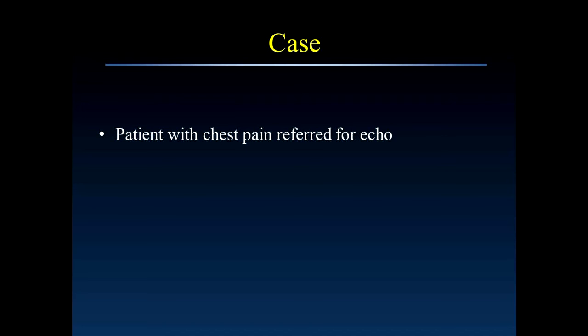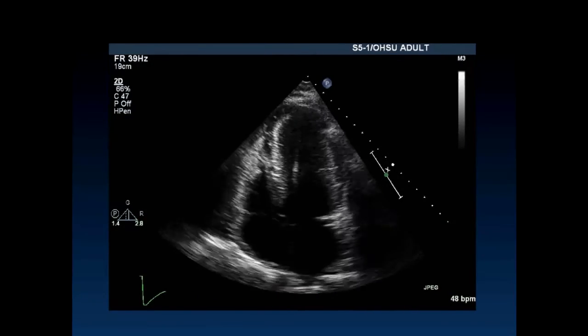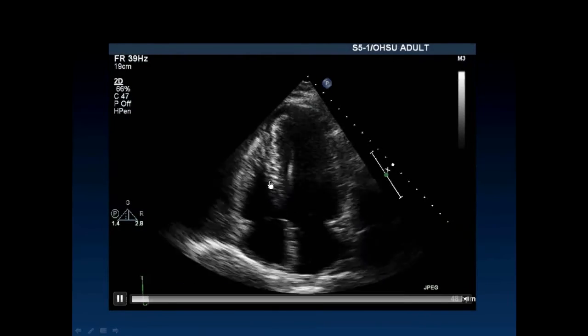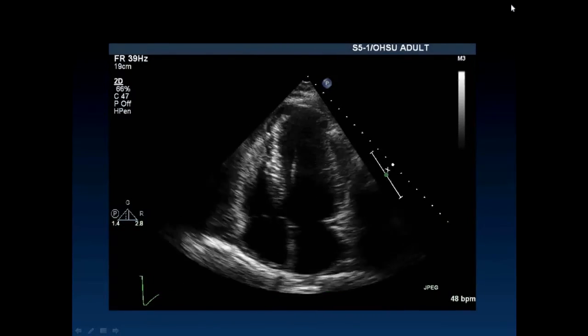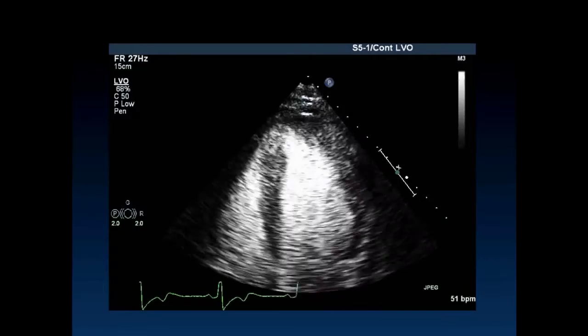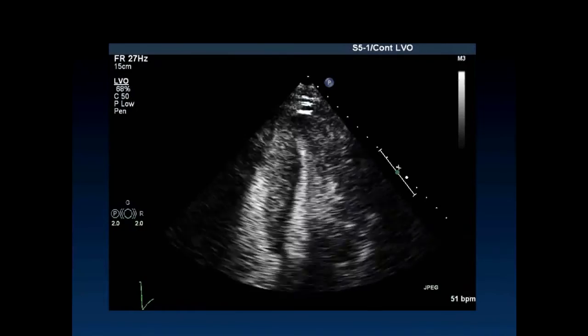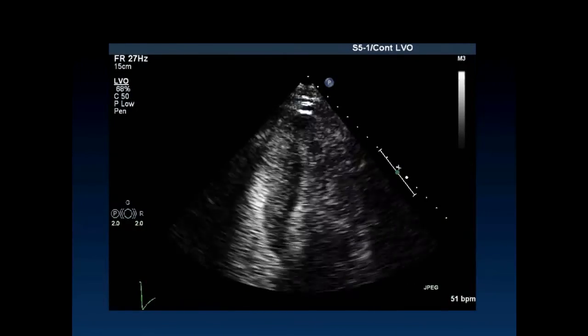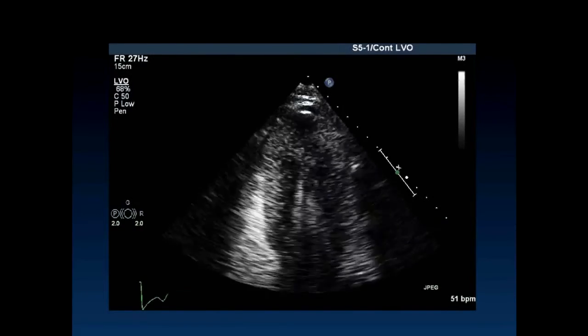So this is another case of a patient who had chest pain that was referred for an echocardiogram. The non-enhanced images appear to show quite significant septal hypertrophy, but the anterolateral segments were not well seen. After contrast was administered, you can clearly see that the patient actually has apical hypertrophic cardiomyopathy.